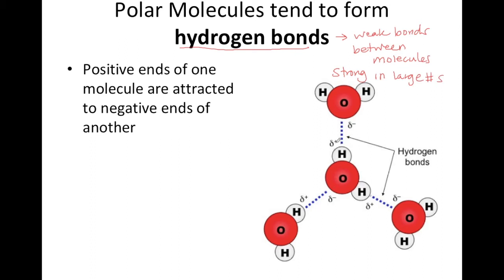If we look here, this delta positive end of the hydrogen is somewhat attracted to this delta negative end of the oxygen, and we see that happening all over. You can have about 3 to 4 hydrogen bonds form per water molecule. You can see how water has oriented itself, with this oxygen oriented towards the hydrogen here, and these are very weak bonds.